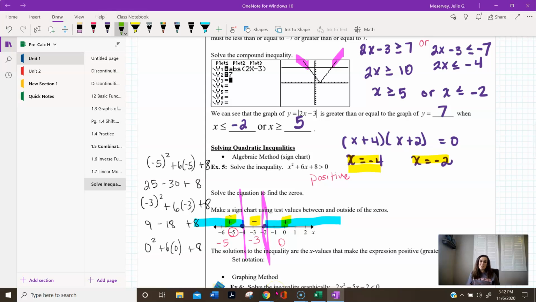So interval notation is going to give me a solution of -infinity until I get to -4, parenthesis, don't include it, and then -2 to infinity, parenthesis. And that is my solution to example 5.